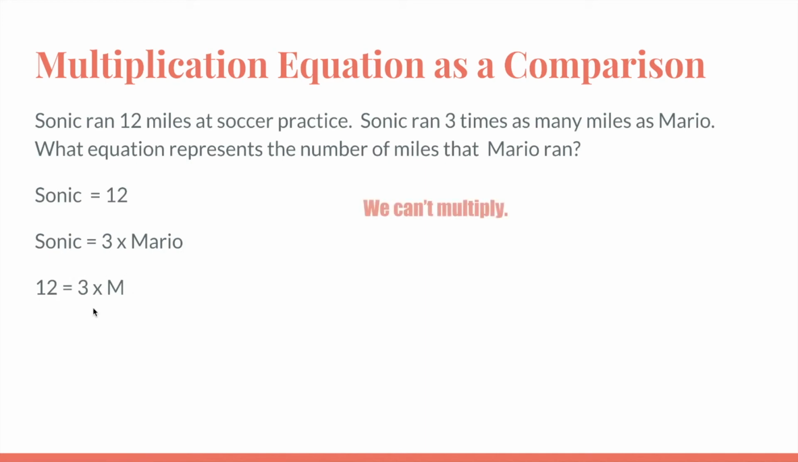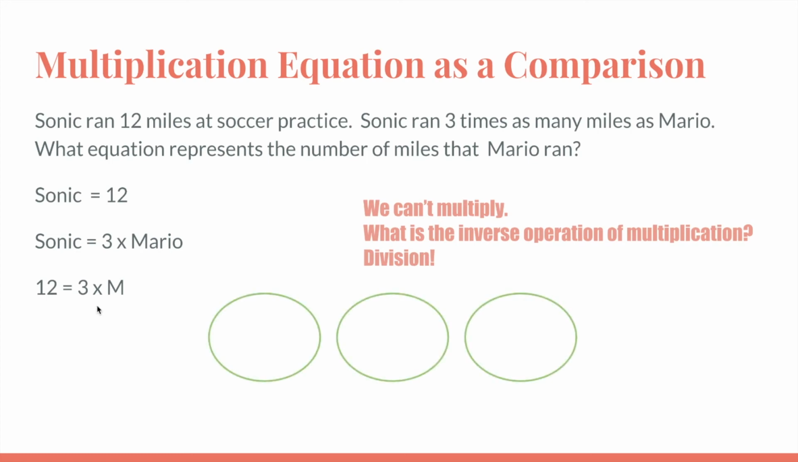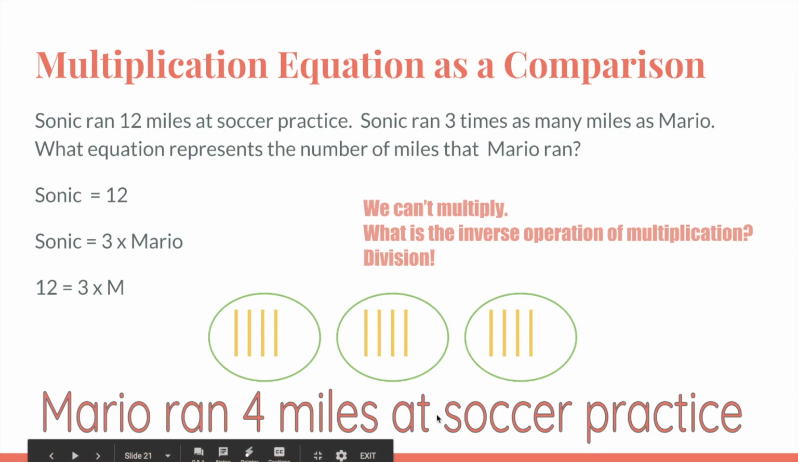So we can't multiply here, but we can do the inverse operation of multiplication to undo this. And what's the inverse operation of multiplication? Division. So we have 3 groups, and we're splitting up 12. 1, 2, 3, 4, 5, 6, 7, 8, 9, 10, 11, 12. Whew. That means Mario ran 4 miles at soccer practice, because here's the 4 miles that Mario ran, but Sonic ran 1, 2, 3 times more than that, which is 12.